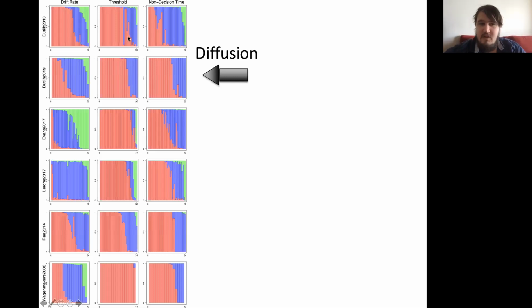So they differed between studies. I think Dutil 2013 was a random dot motion task, so was 2019. Evans 2017 was a brightness discrimination. Lercher 2017, I always pronounce her last name wrong, which is really bad, was a fig rule task. It's a more complicated, longer response time task. Ray et al. was another brightness discrimination, and Wagenmakers was a lexical decision task.